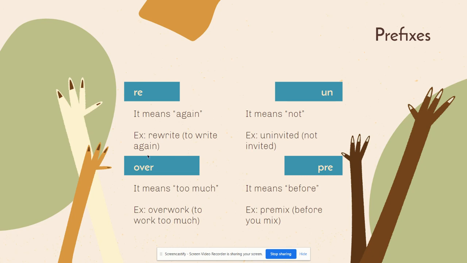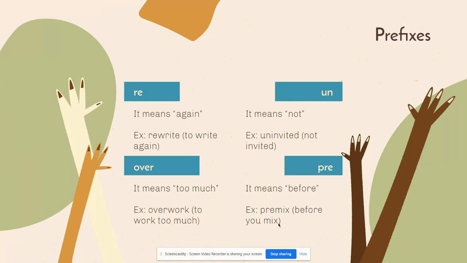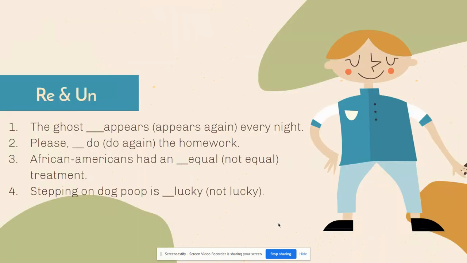Okay, so you see these two are new prefixes, over and pre. Over means too much. Example, overwork, to work too much. And then pre means before. Example, premix, before you mix. So pre means before, and over means too much.